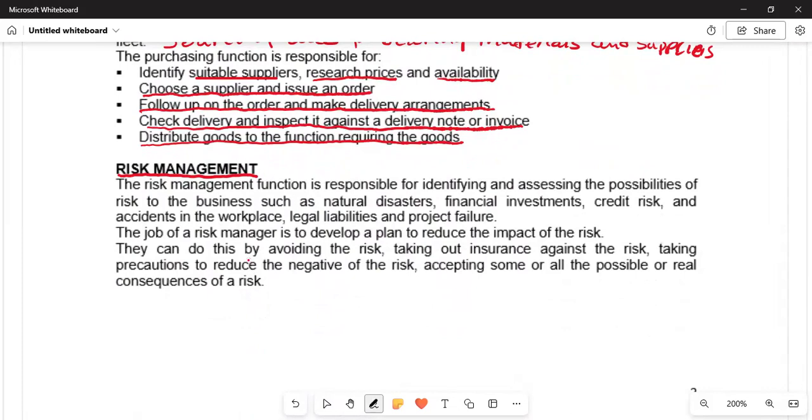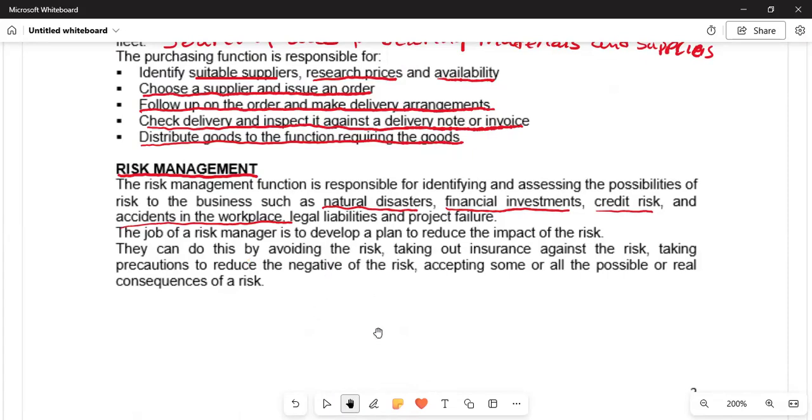With this function, we are told that the risk management function is responsible for identifying and assessing the possible risks to the business, such as natural disasters, financial investment, credit risk, as well as accidents in the workplace that might happen. So the job of the risk manager is to develop a plan to reduce the impact of risks. That is their role. They can do this by avoiding the risk and taking out insurance against the risk, taking precautions to reduce the negative effects of the risk, and accepting some or all possible and real consequences of the risk.